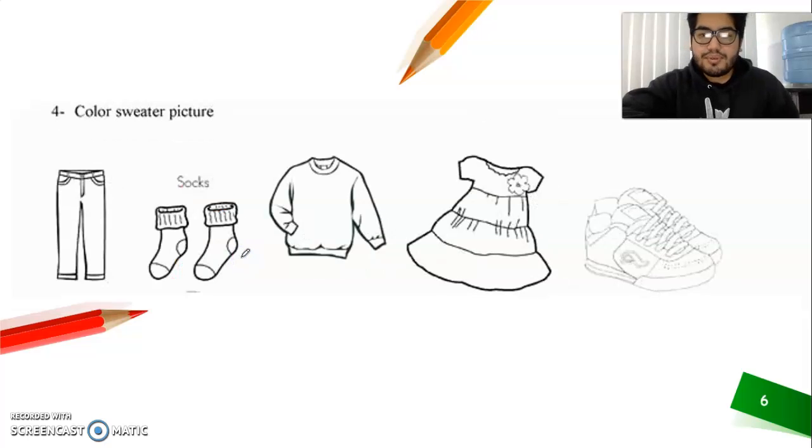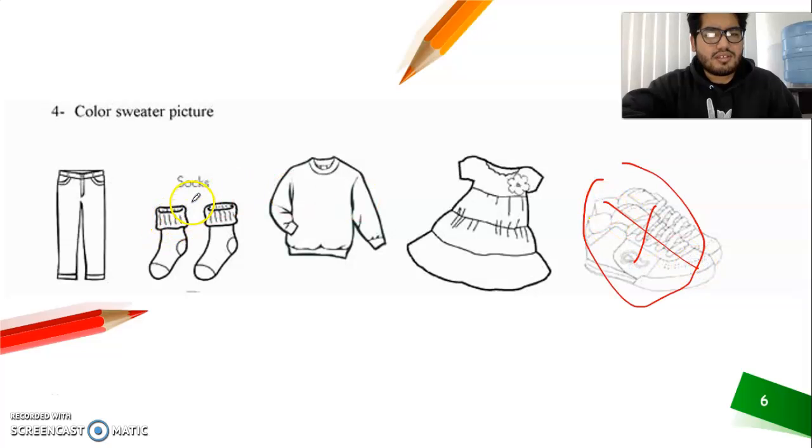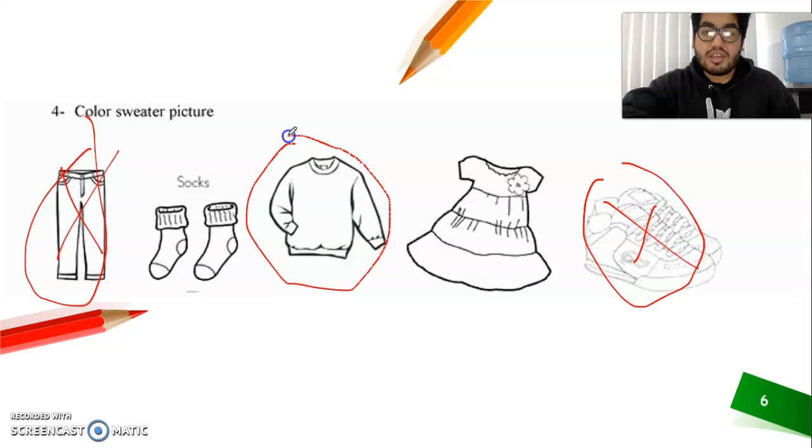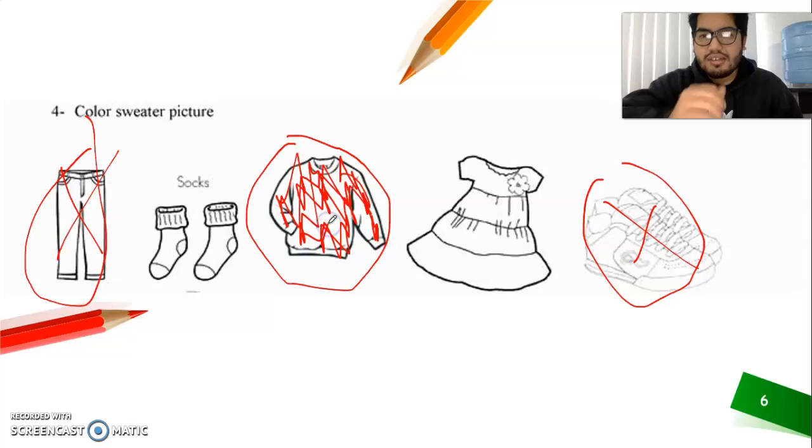Color the sweater picture. So, is sweater this one? No, I don't think so. Is a sweater this one? No. Is a sweater this one? Yeah. This is a sweater. Very good. We're going to color it like this. Very good.